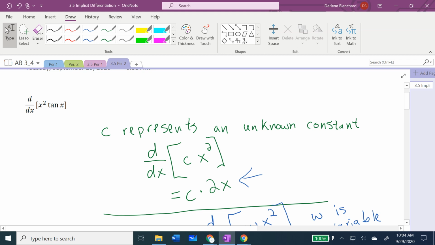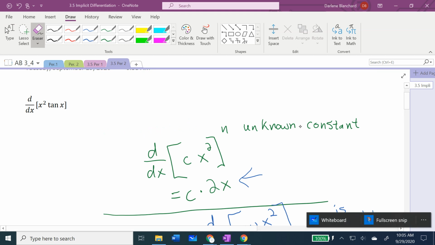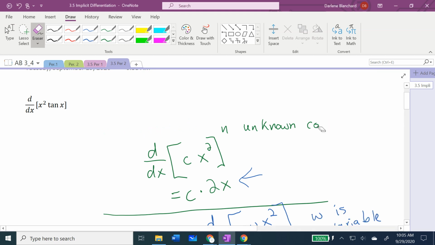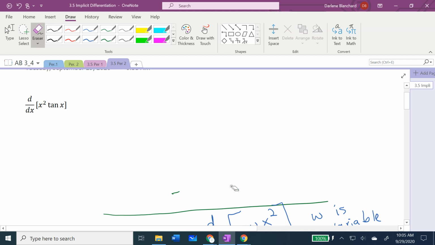So I'm going to erase some of the work that I have here. If I can get my eraser working. There we go. And I'm going to start with something you are familiar with. Everyone, take the derivative of x squared times tangent x. You know how to do it.